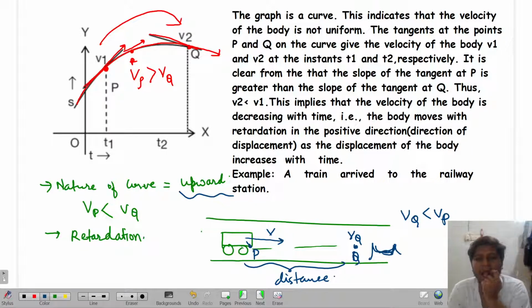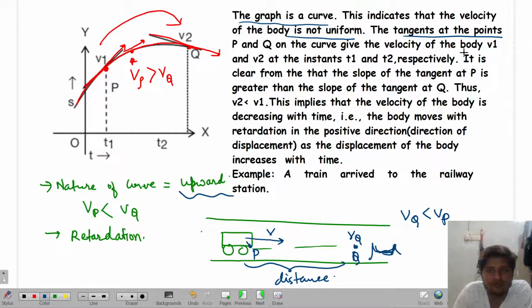Yes, sir. Okay, so look over here. See what I've been saying. The graph is a curve. This indicates that the velocity of the body is not uniform. First important thing. Second thing, the tangents at points P and Q. The curve gives the velocity of the body V1 and V2 at the instants T1 and T2 respectively. It is clear that the slope of the tangent at P is greater than the slope of the tangent at Q.